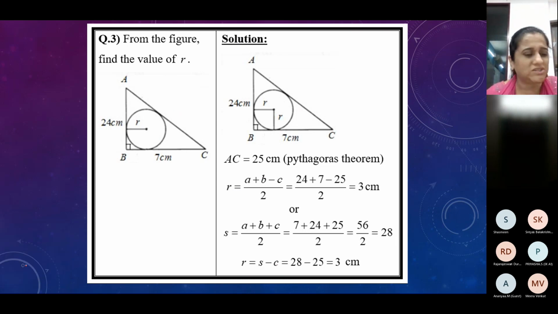Everything has a derivation, just that we'll not do it because you have so much to remember. So you just leave all this. Remember the sum of the legs minus hypotenuse by 2. Just remember this, that's all. You can find the inradius. The other way is you can find the semi-perimeter, 28, and the radius is semi-perimeter minus the hypotenuse. You can do it anyway.